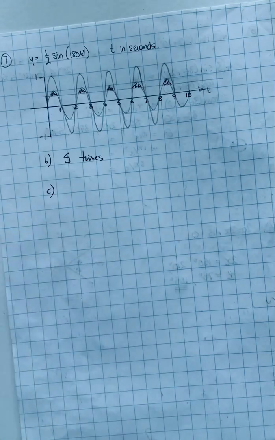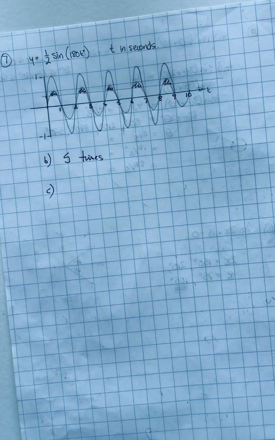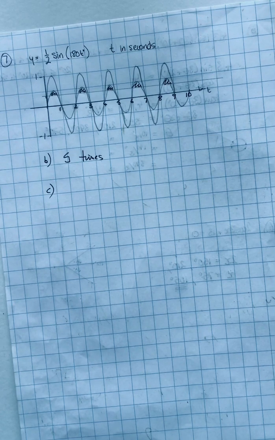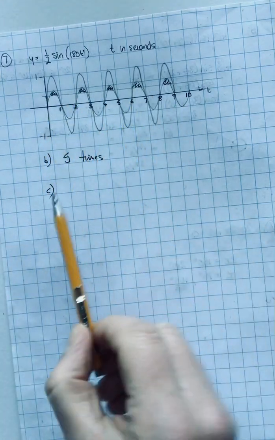Part C, you always get this kind of question in a modelling question that asks you to give reasons why this might not be realistic. Well, I don't know about you, but whenever I've seen the waves come in at the beach, they never come in quite as uniformly as this. So that would be my criticism.